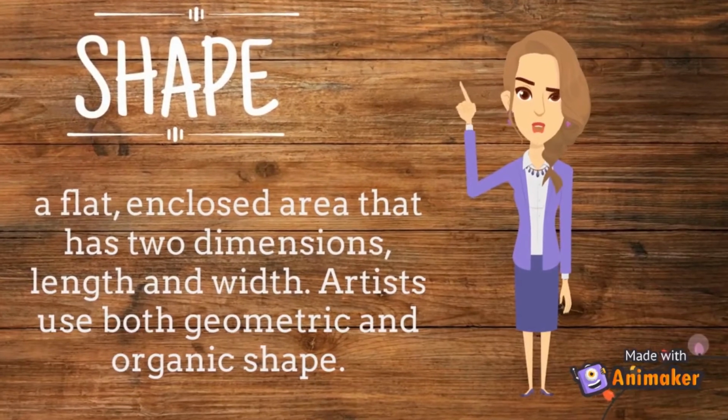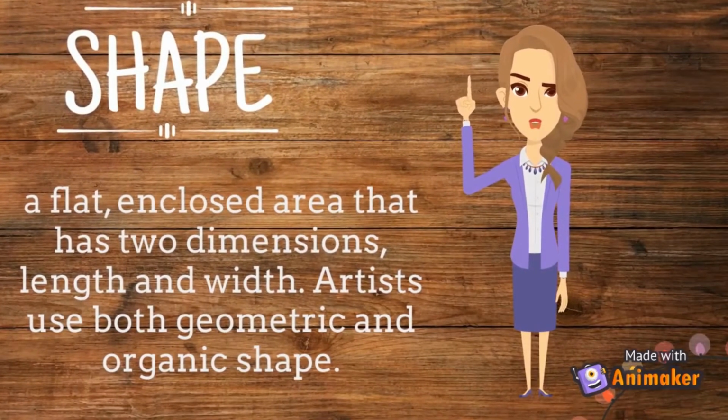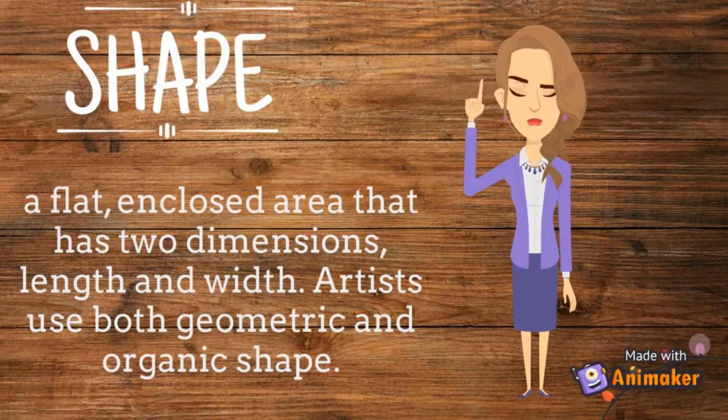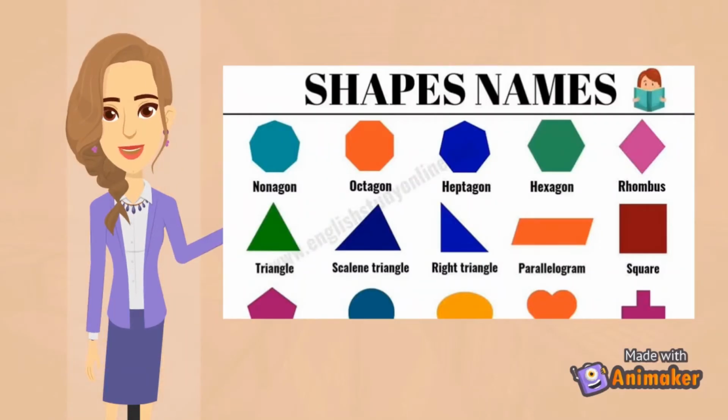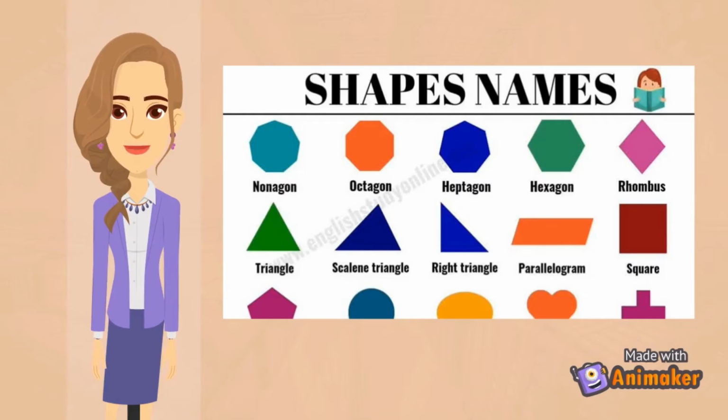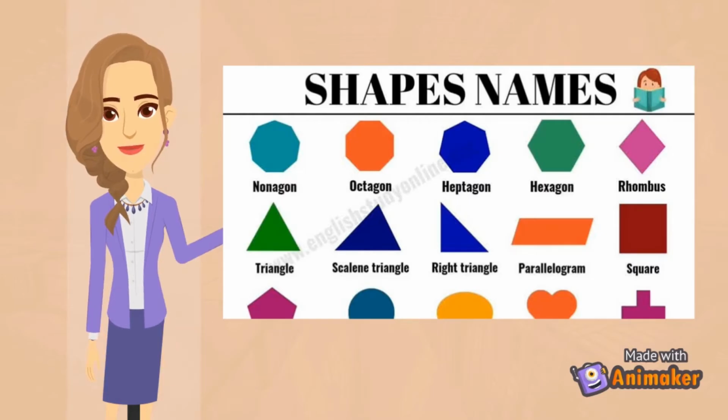Let's now proceed to the second elements of arts, which is shape. A flat, enclosed area that has 2 dimensions, length and width. Artists use both geometric and organic shapes. These are the kinds of shapes. I know you know everything about shapes.